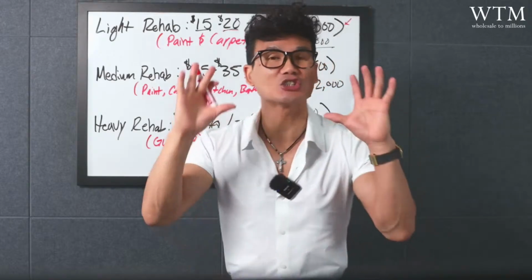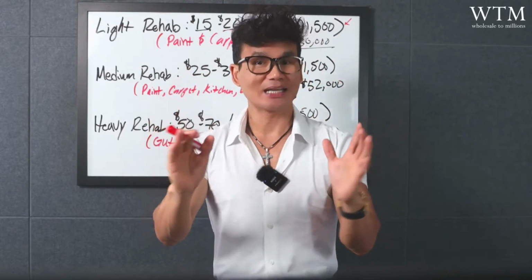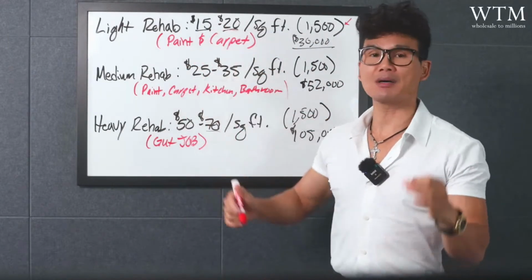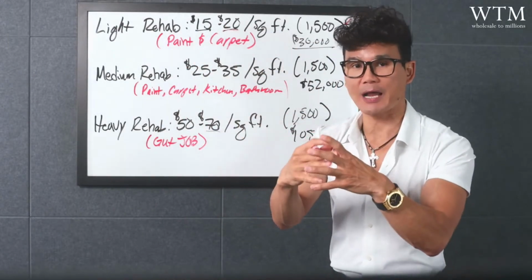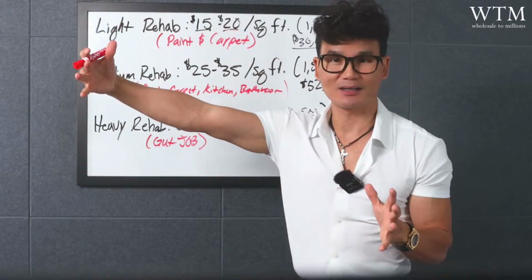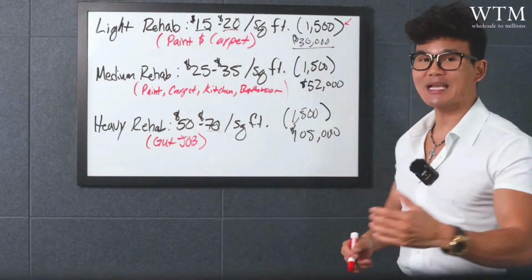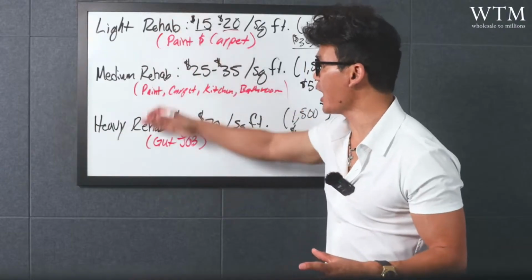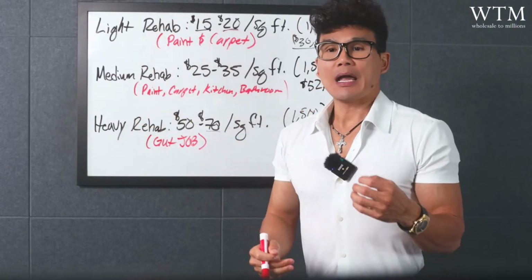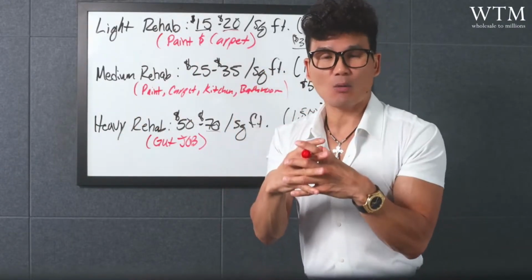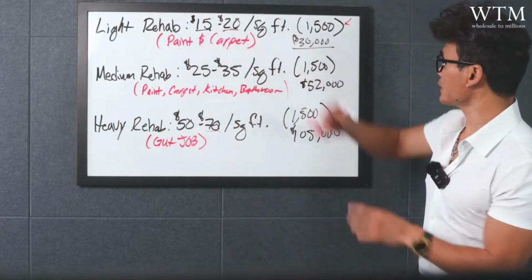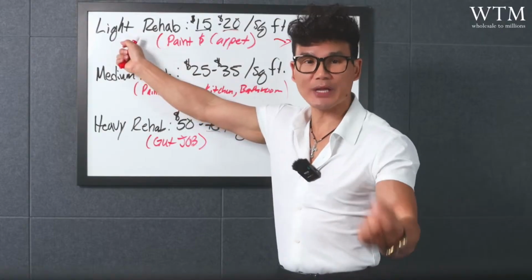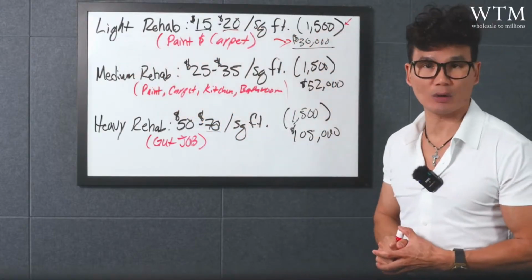Now, once again, this is just a ballpark number. It's not exact, but this number should give you a ballpark. It shouldn't be a massive difference. And once again, everything can be renegotiated. And I will show you how to figure out an even more exact rehab number. So that would cost you about $30,000 to do a light rehab on a house that is 1,500 square feet.